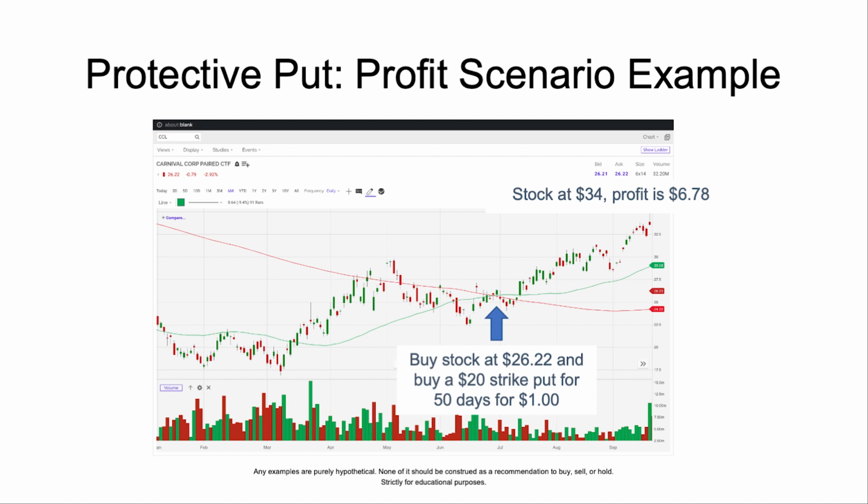This is a good outcome because, yes, we paid a little bit for the protection, so that chipped away a bit at our profit. But that was for the confidence of knowing that we can hold on to the stock and not have to worry about a catastrophic loss.